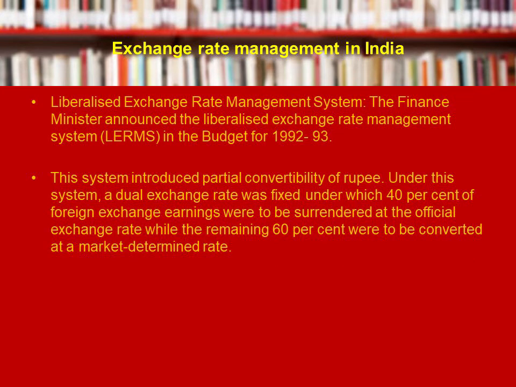Liberalized exchange rate management system. The Finance Minister announced the Liberalized Exchange Rate Management System (LERMS) in the budget for 1992-93. This system introduced partial convertibility of the rupee. Under this system, a dual exchange rate was fixed under which 40% of foreign exchange earnings were to be surrendered at the official exchange rate, while the remaining 60% were to be converted at a market-determined rate.